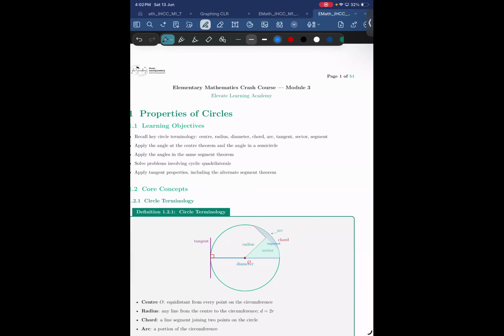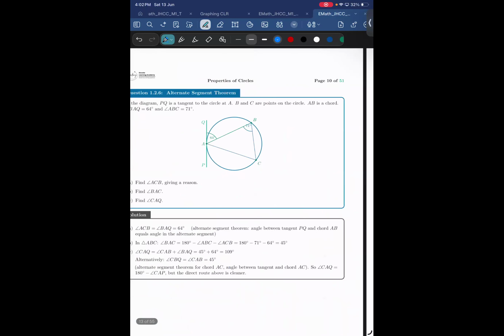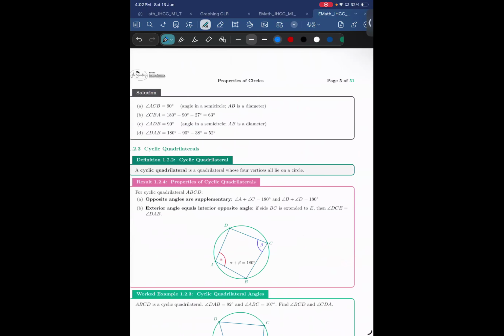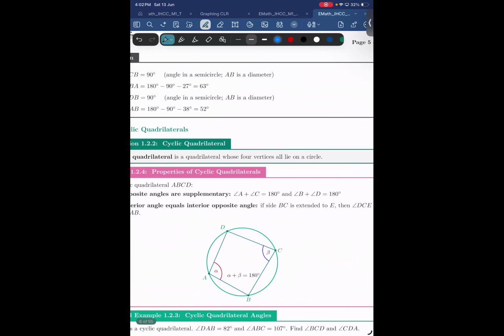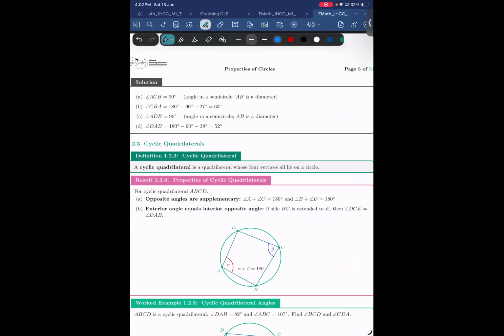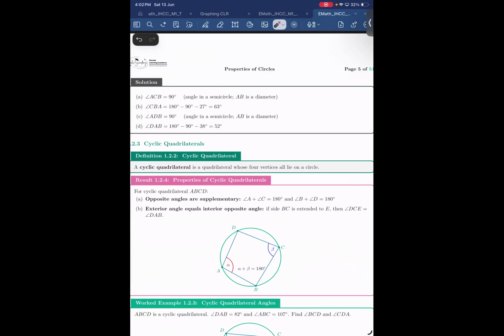Okay, let's continue. Now we introduce the second last property. We learn two more properties after this. The first one is cyclic quadrilateral. The main thing to understand is that the opposite angles in a cyclic quadrilateral are supplementary, meaning the angles sum to 180 degrees. A cyclic quadrilateral means the vertices lie on a circle.